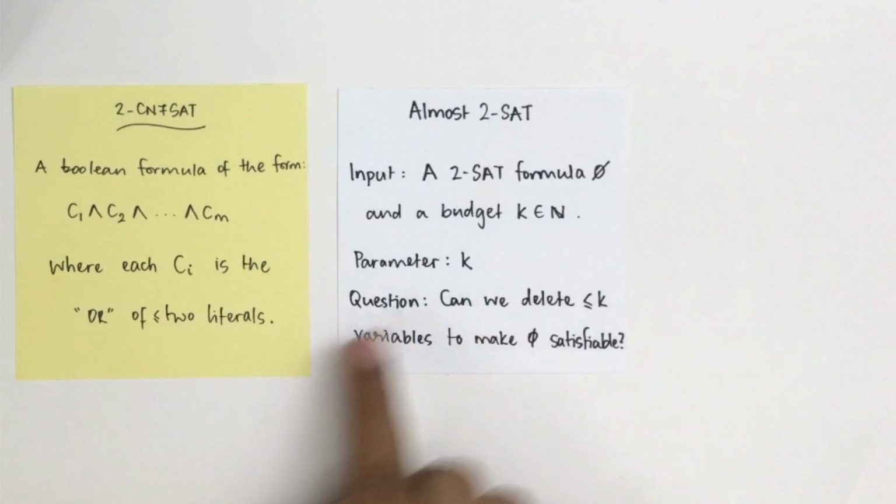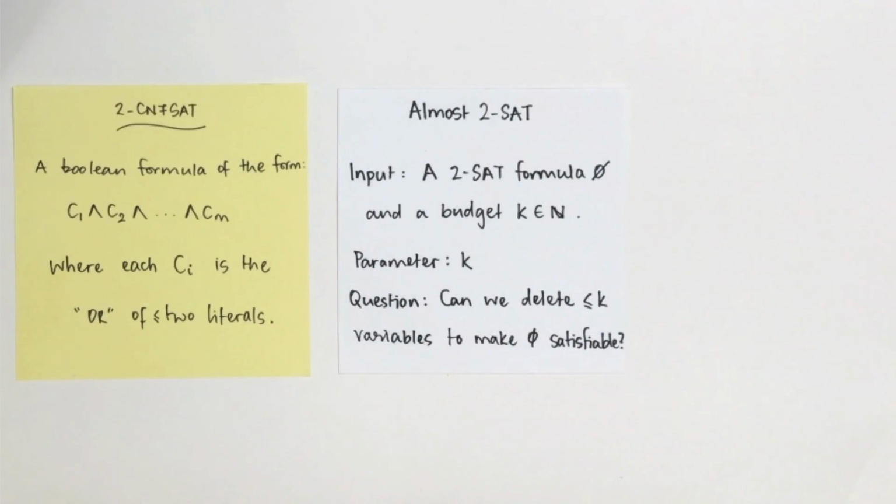So the question is, given a 2SAT formula and a hopefully small budget k, can you remove at most k variables from the formula so that the rest of it is satisfiable? And what does it mean to delete at most k variables? It just means that you get the clauses that involve these variables for free. So you just eliminate all clauses that involve these variables in either positive or negative form.